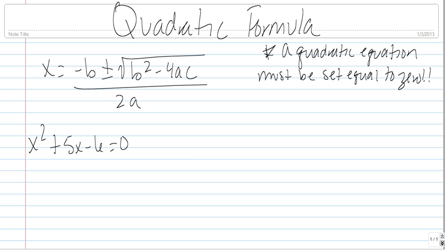Now, if you look at the top right corner, one thing you've got to remember when dealing with quadratics is that a quadratic equation must be set equal to 0. Okay, so standard form for a quadratic is when it's written equal to 0.